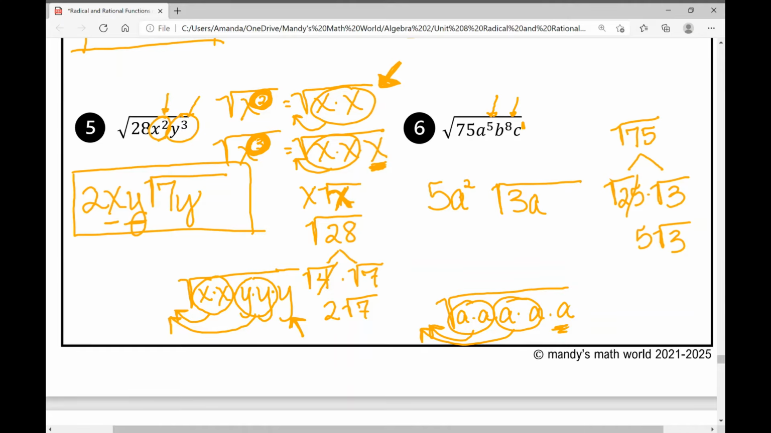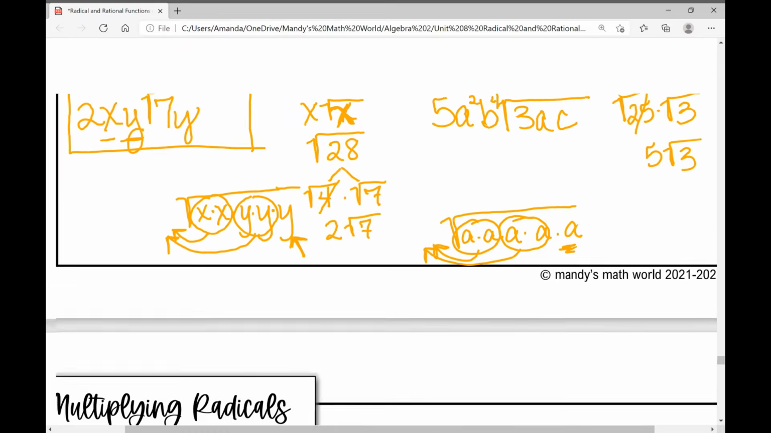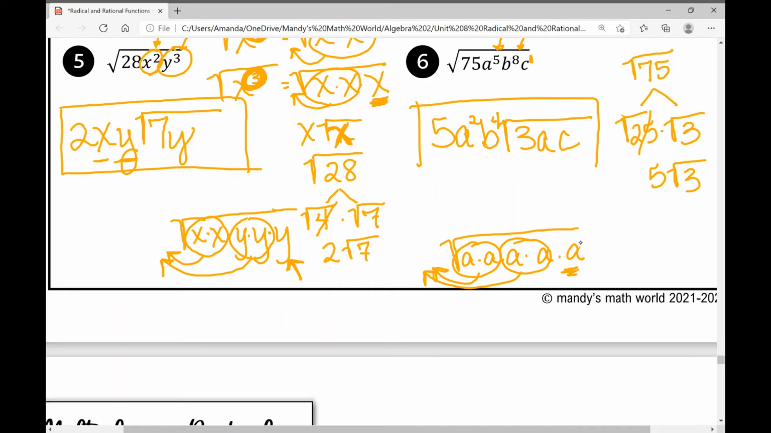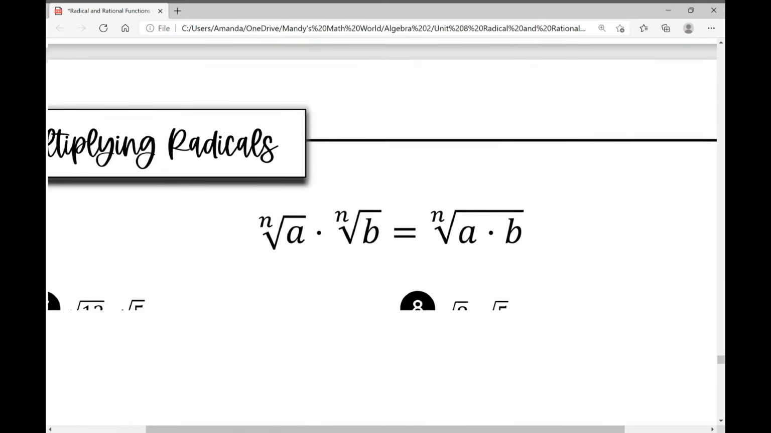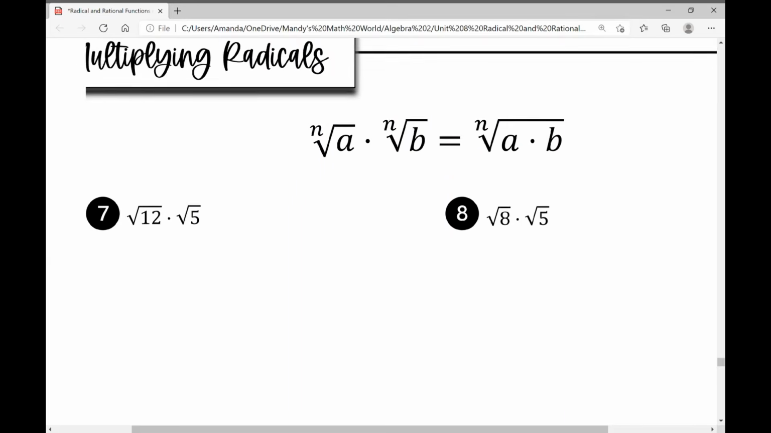Then B raised to the power of 8. Well, 8 divided by 2 is 4. So I've got B raised to the power of 4. And then I've got 3A underneath my radical, and we can't forget that C, right? We couldn't do anything with it. It just stays C. We didn't have enough to pull out, okay? So there's your answer. Let me put a box around it. And let's move on to examples 7 and 8, where we're multiplying radicals.